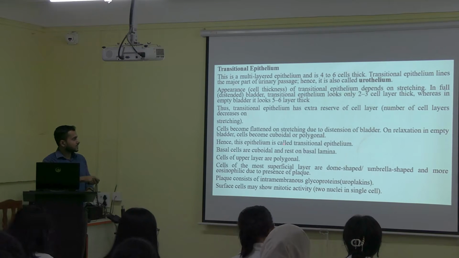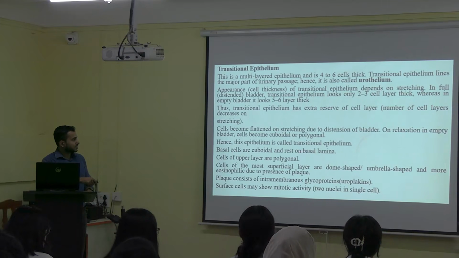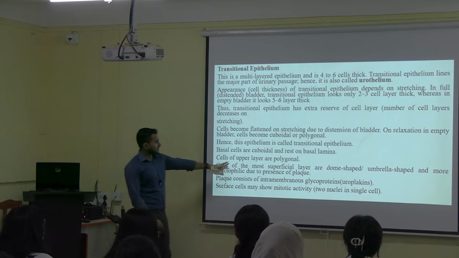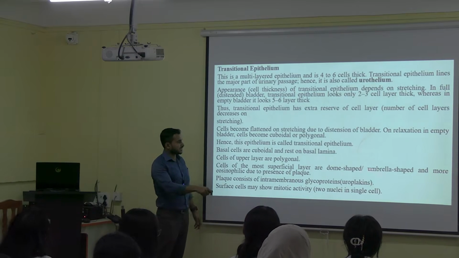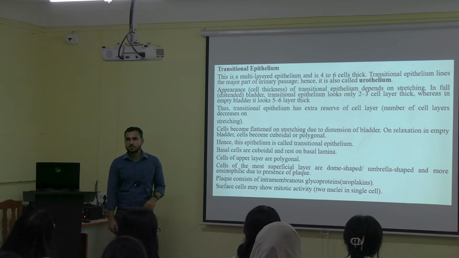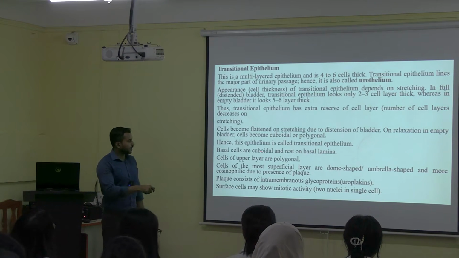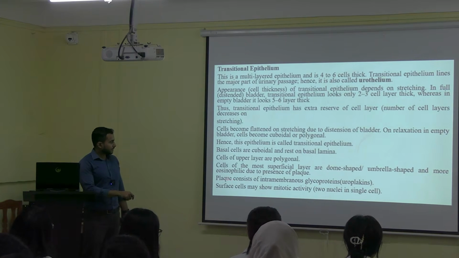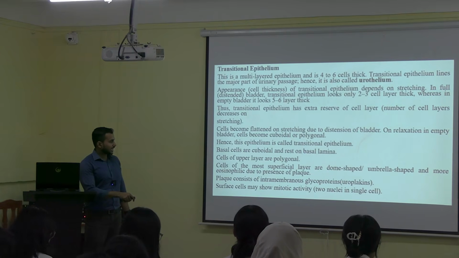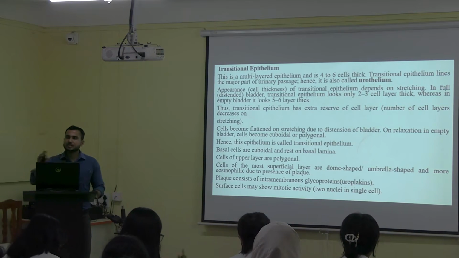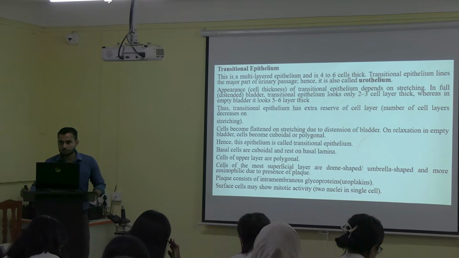Next, you can see the basal cells are cuboidal, which rest on the basal lamina. Then the upper cells are polygonal and the superficial cells are umbrella shaped. This is the arrangement of the cells. First you can see cuboidal, then polygonal, and then umbrella shaped. Next, one plaque is there which is made up of glycoprotein, called uroplakin, which is covering the surface epithelium.